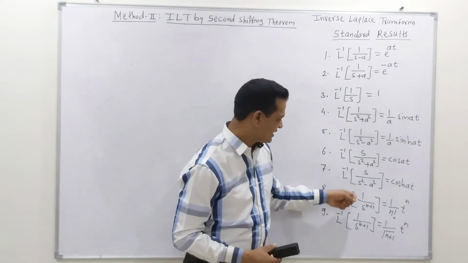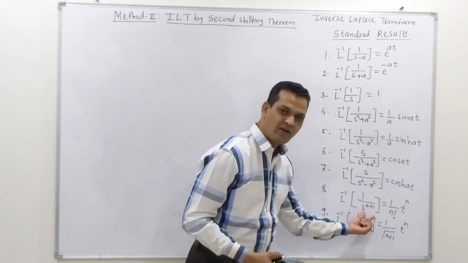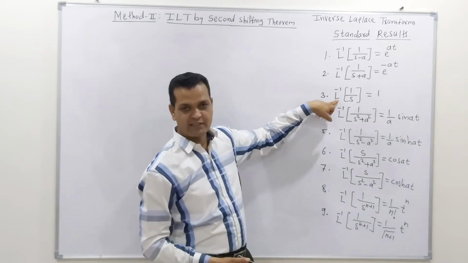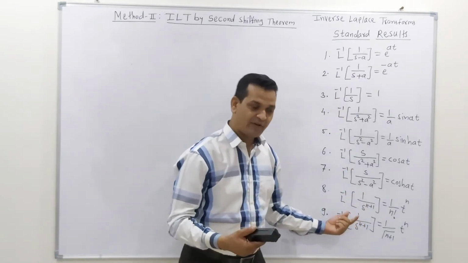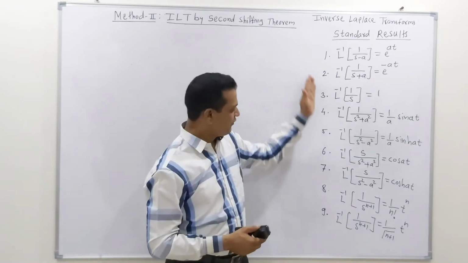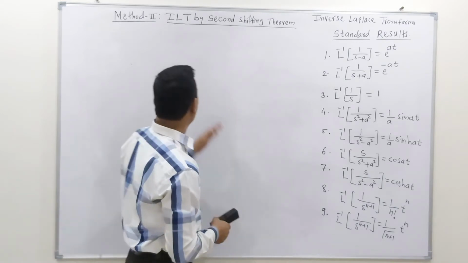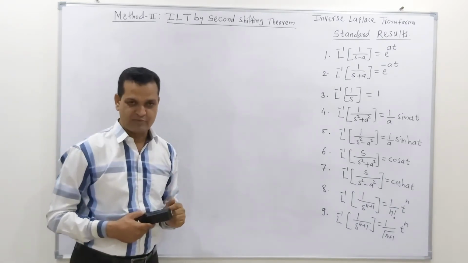Then inverse Laplace transformation of 1 upon s raised to n plus 1. When the power of s is 1, we can apply result number 3. If the power of s is greater than 1, then we can apply result number 8. All these things we had already discussed in our previous video lecture. So in this video lecture, we are discussing the second method for finding the inverse Laplace transformation.